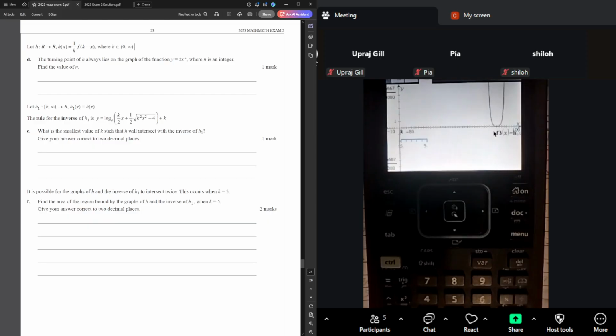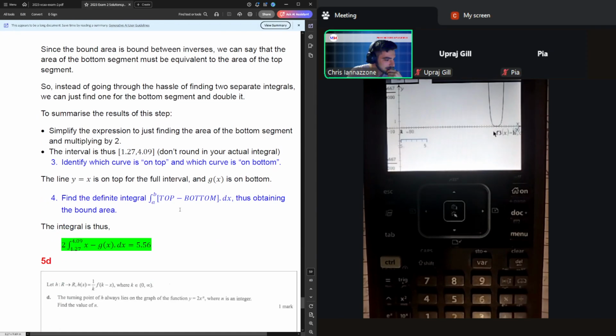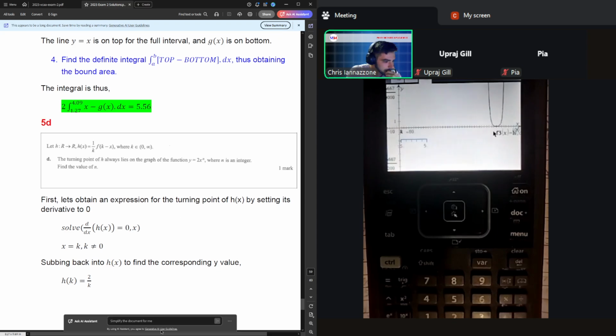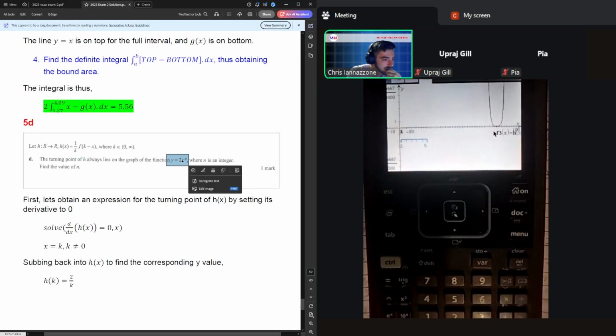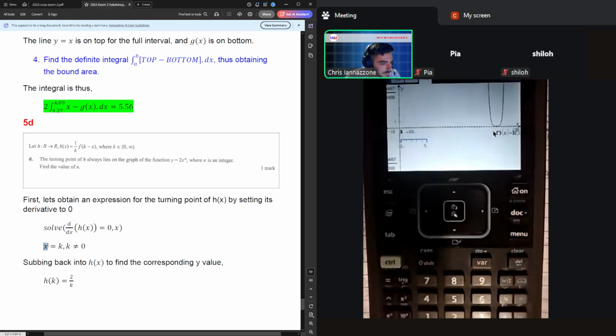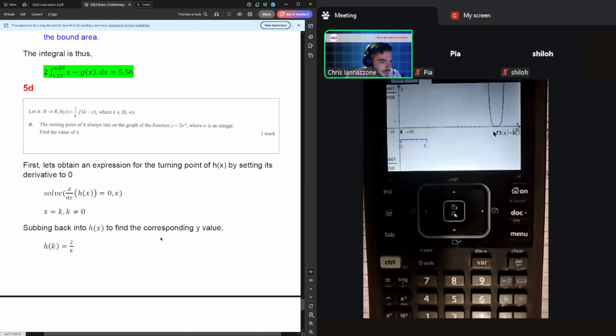Okay, we've hit time there, so I'll go through the prescribed answer that I have. So what are some of the things that you could do? Well, the turning point of h is always lying on this function. So if the turning point is always lying on the function, then what if we just try to find where the turning point of this would be? You set your derivative equal to 0, and that gives you some values that you could work with. x equals k in this particular circumstance, right? Turning point, derivative being 0.